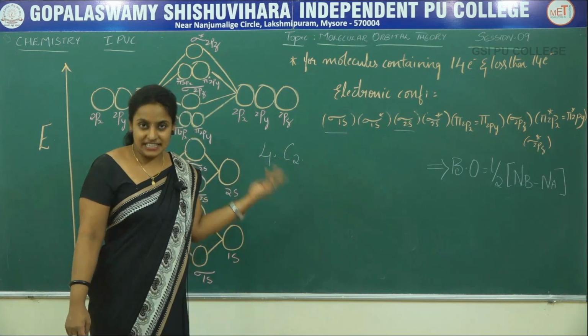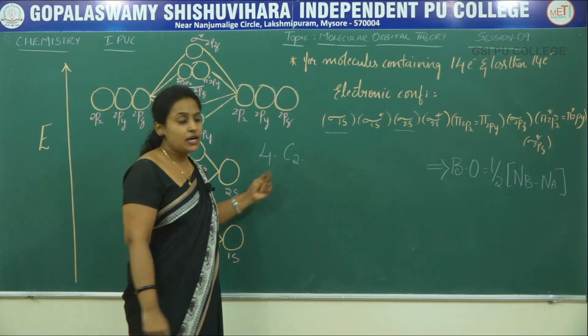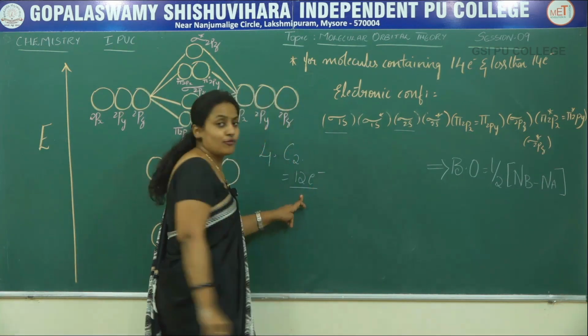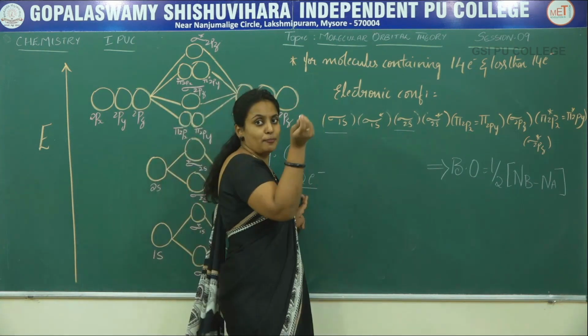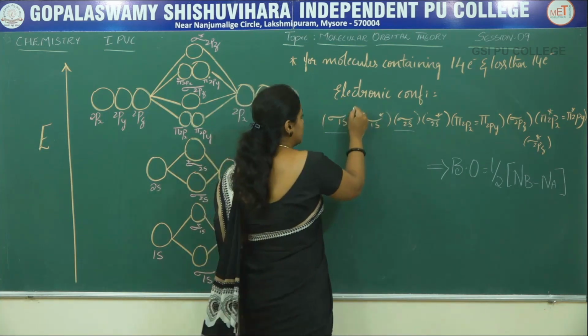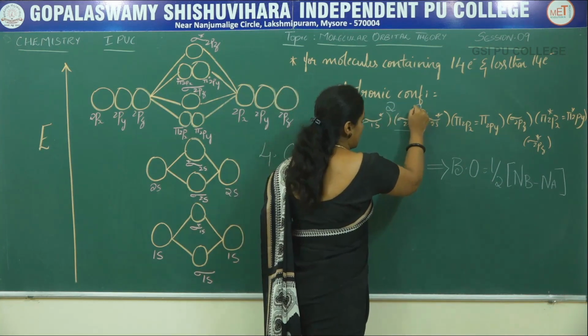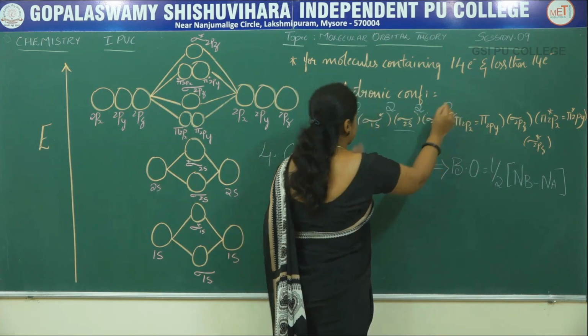Each carbon contains 6 electrons. Therefore, total number of electrons in carbon molecule would be 12 electrons. The filling of 12 electrons follows Aufbau principle, Hund's rule and Pauli's exclusion principle. Therefore, sigma 1s2, sigma star 1s2, sigma 2s, sigma star 2s.